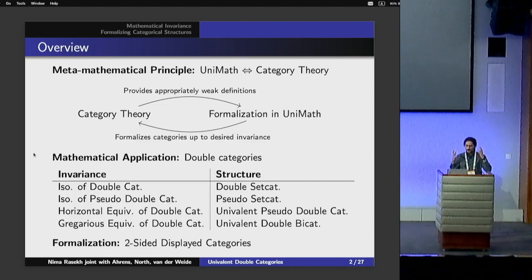Then I want to apply this perspective to a really interesting particular example, namely double categories, getting to the title of the talk, and look at how one would formalize double categories. Hopefully at the end, I will also mention how to manage all the data that a double category has. In this part, we want to use two-sided displayed categories, which is a notion related to the displayed categories we just saw, and can help us manage the data of a double category.